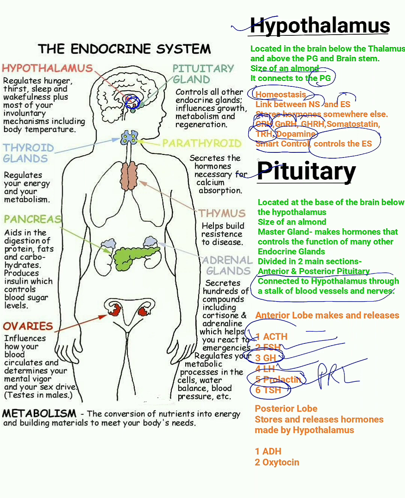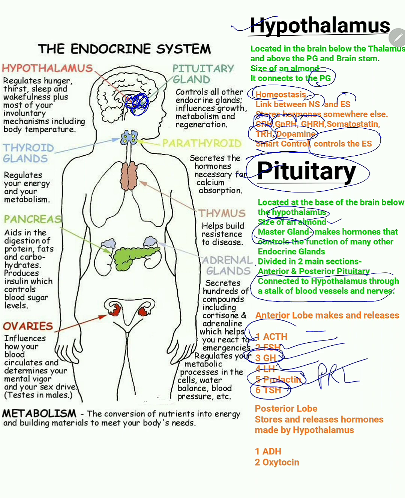Now let us see and understand pituitary gland. Pituitary gland is located over here. It is a small size of an almond. It is located at the base of the brain below the hypothalamus. As I told you, it is connected through a stalk of blood vessels and nerves. Pituitary gland is also known as a master gland. It makes hormones that control the function of many other endocrine glands.